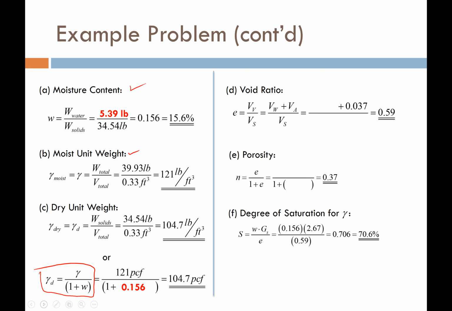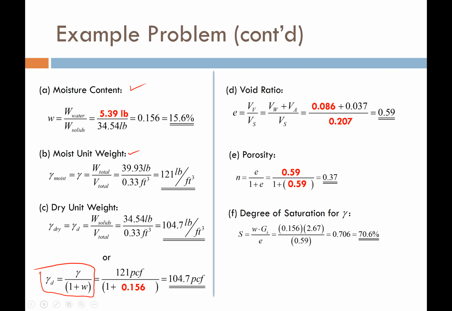Void ratio, very easy. I just need the volume of the voids divided by the volume of the solids. All of those things were computed. And then the porosity I can relate back to void ratio once I have it. And I get 0.37, and degree of saturation, I compute 70.6%.